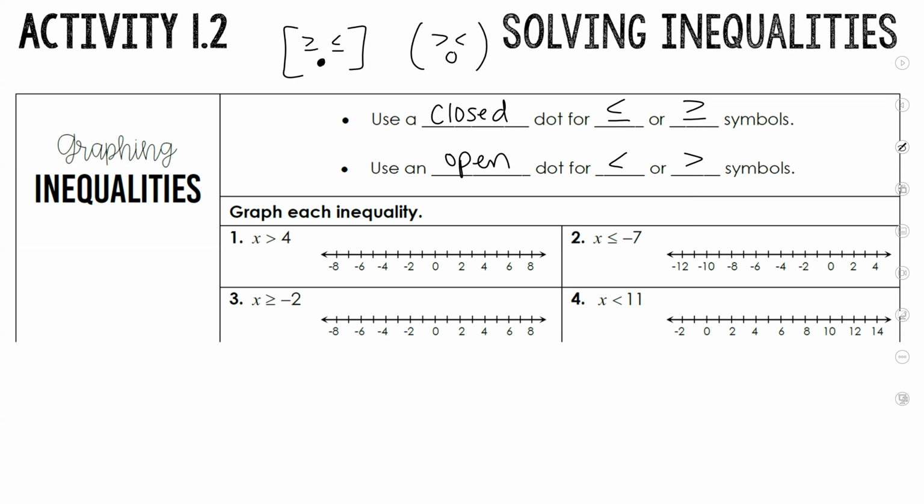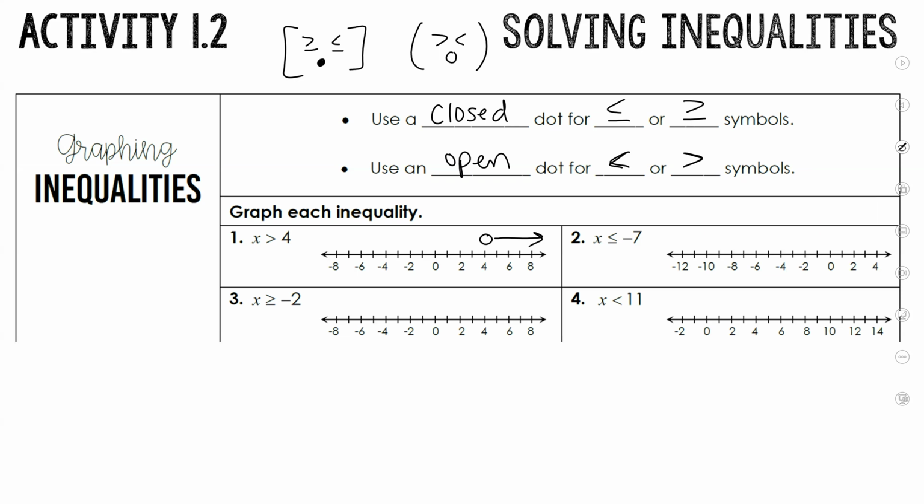Okay, so if we were to graph these, this reads x is greater than 4. So I'm going to go to the number 4 and put what kind of circle, a closed or an open circle? Open. Based off of these notes right here, it's an open dot for these symbols. Okay, numbers greater than 4 are to the right of 4. So that is how you would graph this inequality.